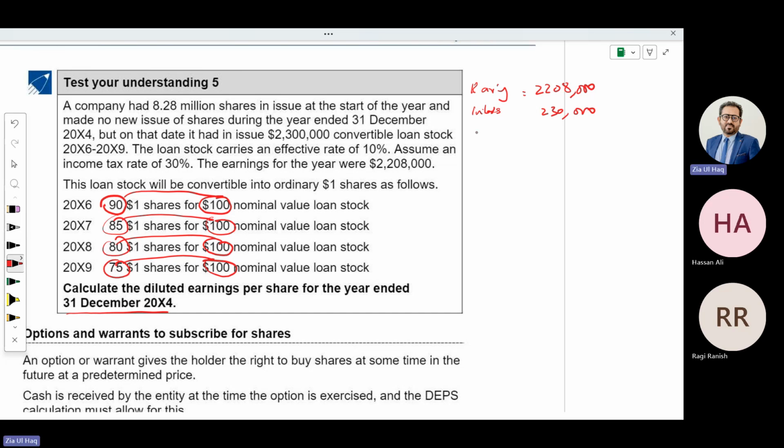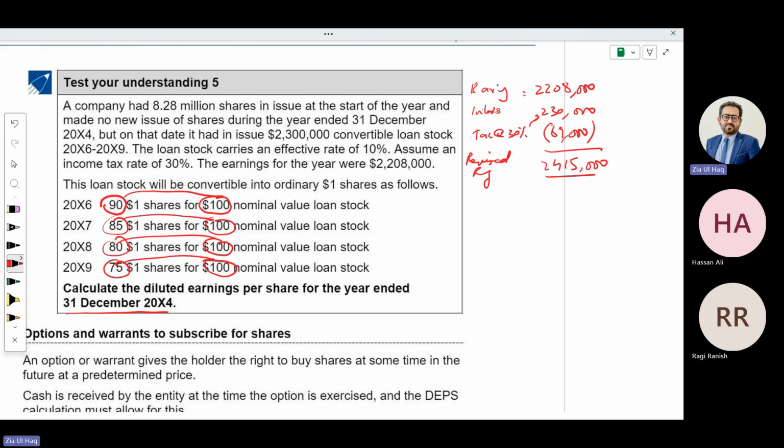And we need to deduct what? Tax at the rate of 30% of what? This amount. What is 30% of 230? 69,000. So we have calculated revised earning. How much? 2,415,000. So we have calculated the numerator.